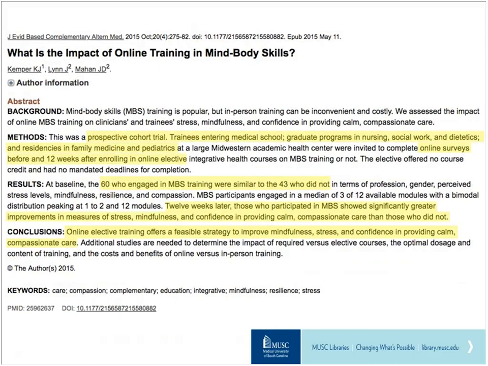60 participants who engaged in the online intervention were similar at baseline to the 43 who did not. Participants completed pre- and post-intervention surveys and were followed up at 12 weeks. Participants who completed the online intervention showed significantly greater improvements in measures of stress, mindfulness, and confidence.